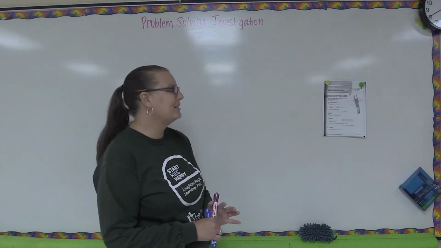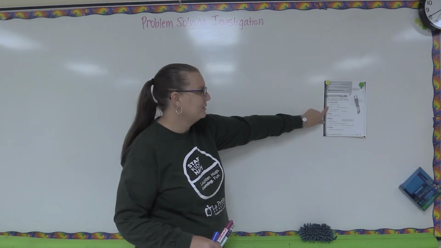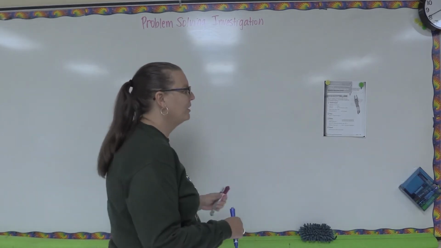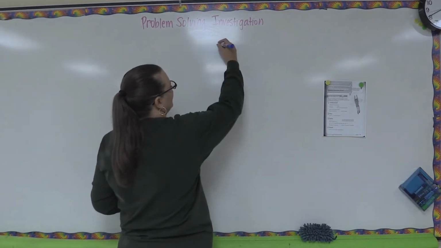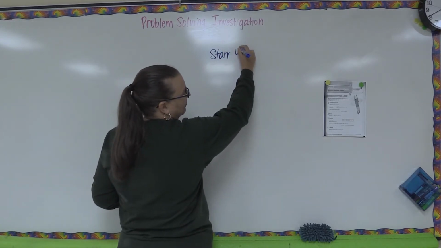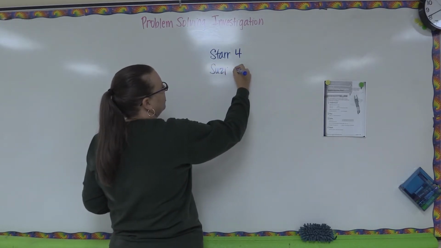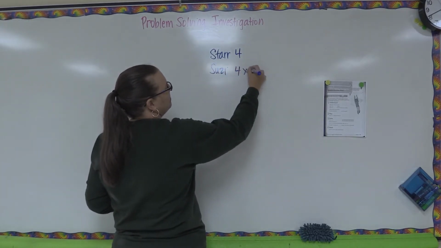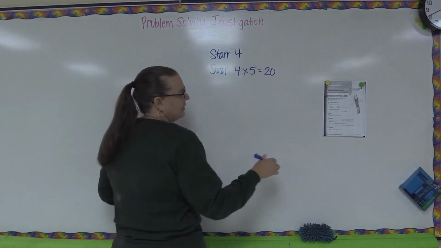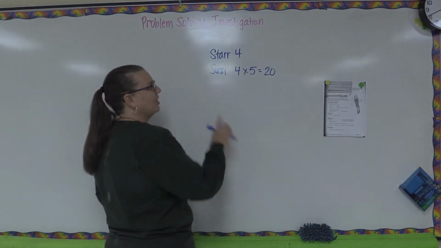So the first thing we're going to do is take a look at what we know, okay? That's step number 1, understand. So we know that Star won 4 tickets, and we know that Susie won 5 times as many as Star. So here's Star. She won 4 tickets, and we know that Susie won 5 times as many as Star. So Susie actually won 20. So what do we need to find? Well, we need to find the total number of tickets altogether.